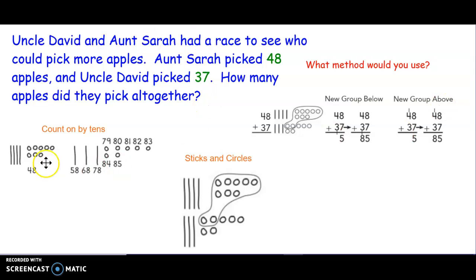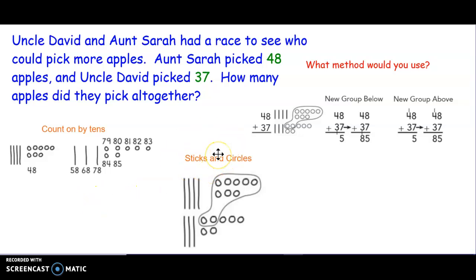So really quick, the first method we're going to do is count on by tens. So you can see that we're starting at 48. Okay, we need to add 37. So in order to add 37, we're going to start by counting on by the tens like the method suggests. So we put 3 tens, 1, 2, 3, so that bumps us up from 48 to 58, 68, 78. Now we need to add the 7 ones. So from 78, we would put our 7 ones. That gets us up to 85.